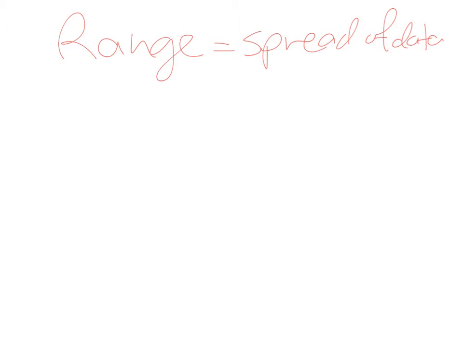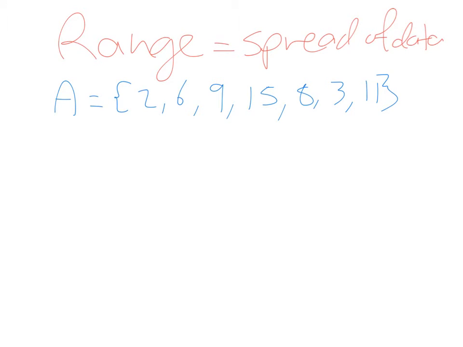Now the range is not actually an average. The range is known as the spread of the data. But I'm just going to show a quick example of how we get the range of a set of data, but it is not an actual average. Okay, so let's say we have set A, and set A equals 2, 6, 9, 15, 8, 3, and 11. To get the range of this data, we take the largest value, which is known as the maximum value, and we subtract the smallest value from it, which is known as the minimum.